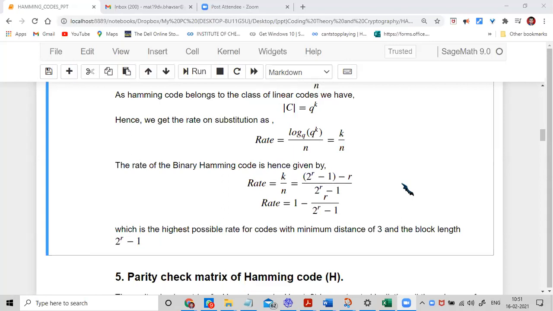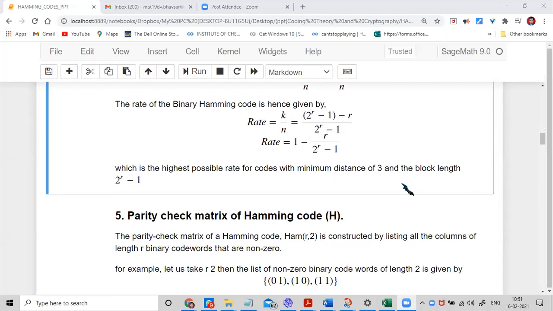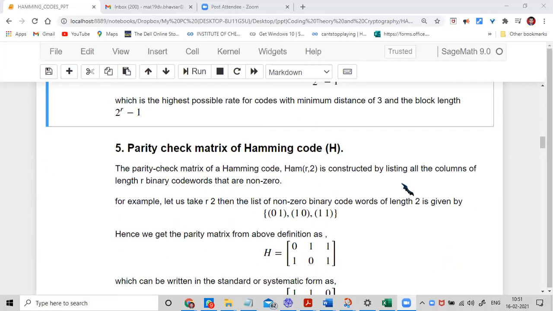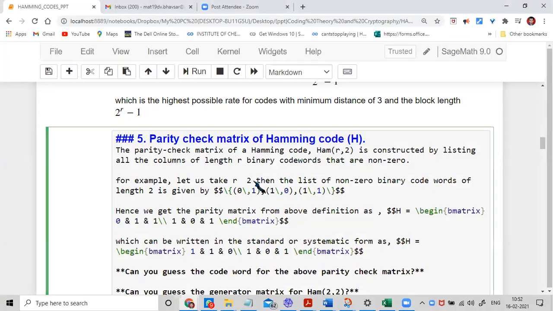As stated by Sir, I'm going forward with the parity check matrix. The definition is that the parity check matrix of Hamming code, Ham(R, 2), that is the binary Hamming code, is constructed by listing all the columns of length R binary code words that are non-zero. So for example, let us take R equal to 2.